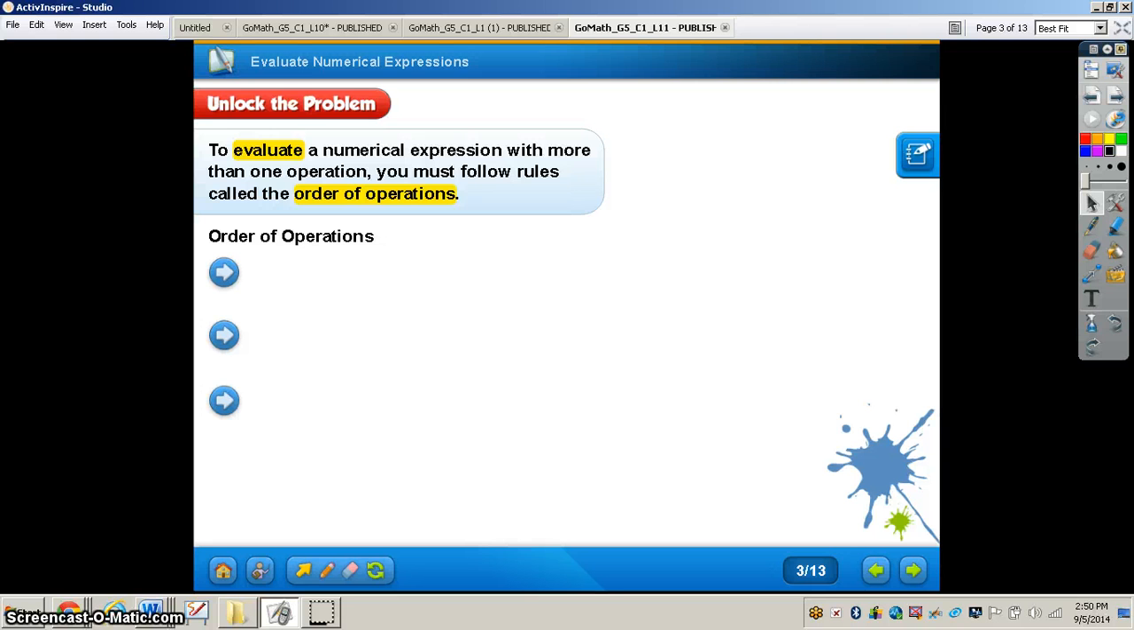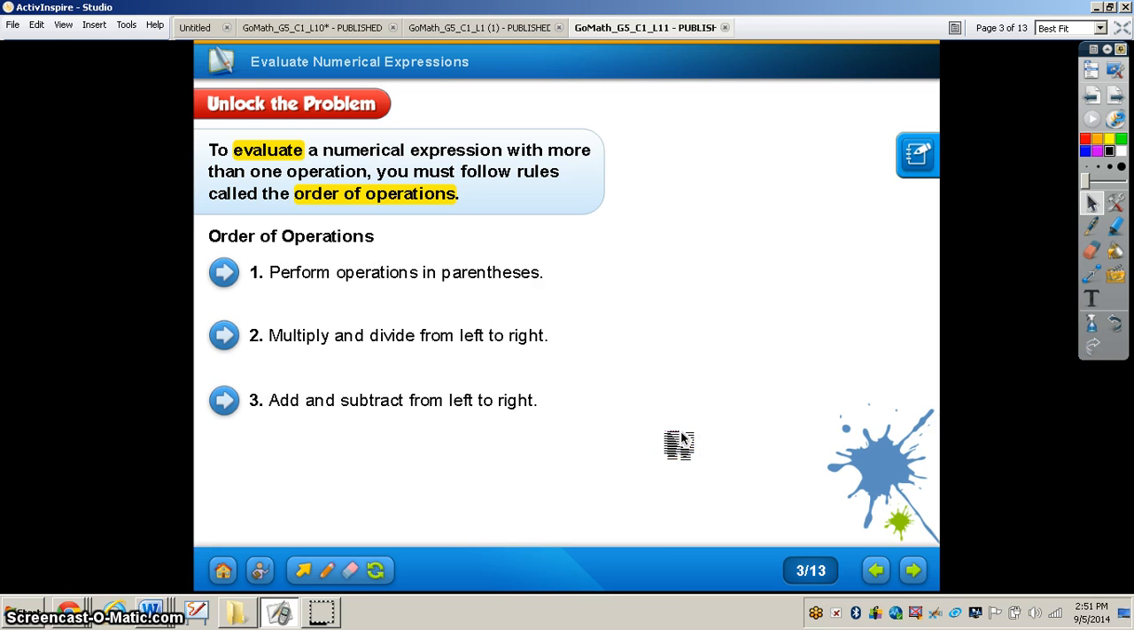A couple different things, and it's important to connect. As it says on page 47, remember that a numerical expression is a mathematical phrase that uses only numbers and operation symbols. So you can see examples right in your book on page 47. Now, to evaluate a numerical expression with more than one operation, you must follow rules called the order of operations. Here are the order of operations rules.